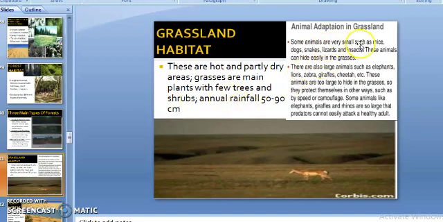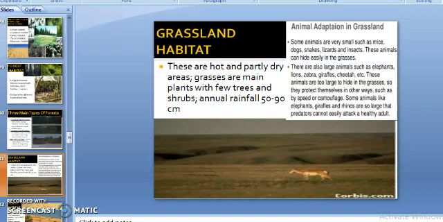See, some animals are very small, such as mice, dogs, snakes, lizards, insects. These animals can hide easily in the grasses. There are also large animals which we have already discussed. They protect themselves in other ways, like camouflage or speed. Some animals like elephants, giraffes, rhinos are so large that predators cannot easily attack a healthy adult.